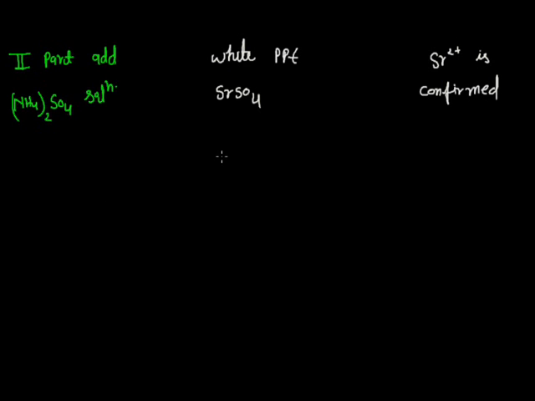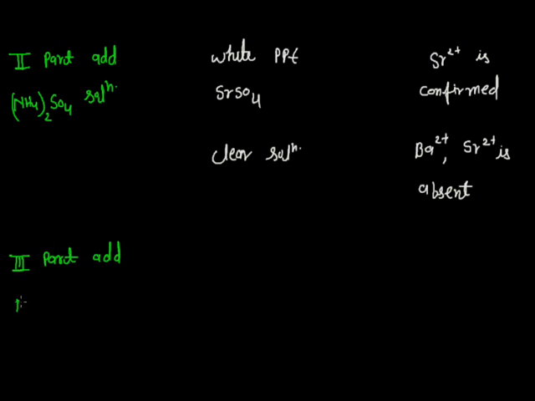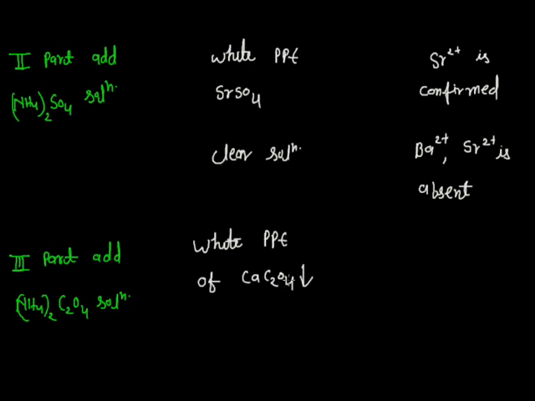But if we get a clear solution after adding ammonium sulfate solution to the second part, then it indicates that strontium plus 2 is absent. It means the salt lacks barium plus 2 as well as Sr plus 2. At that time we use the third part. Taking the third part, add ammonium oxalate solution, that is (NH4)2C2O4 solution. Then we get a white precipitate of calcium oxalate, that is CaC2O4. This white precipitate of calcium oxalate confirms Ca plus 2.